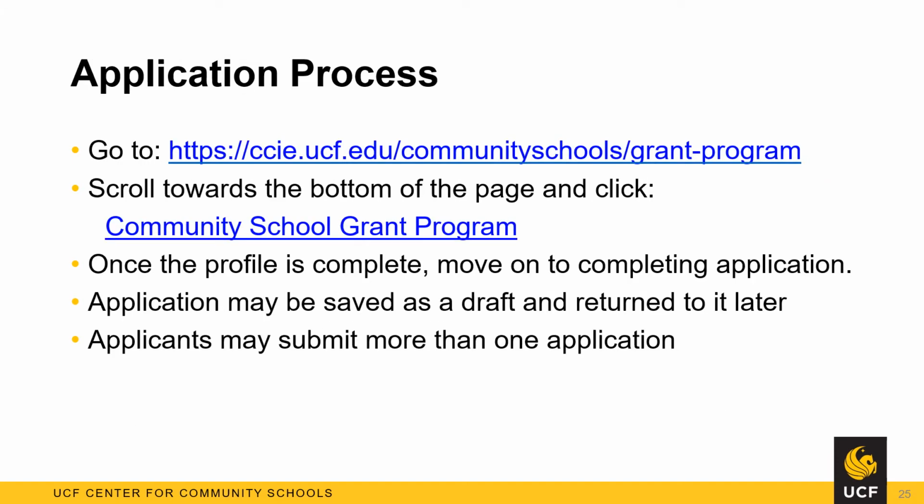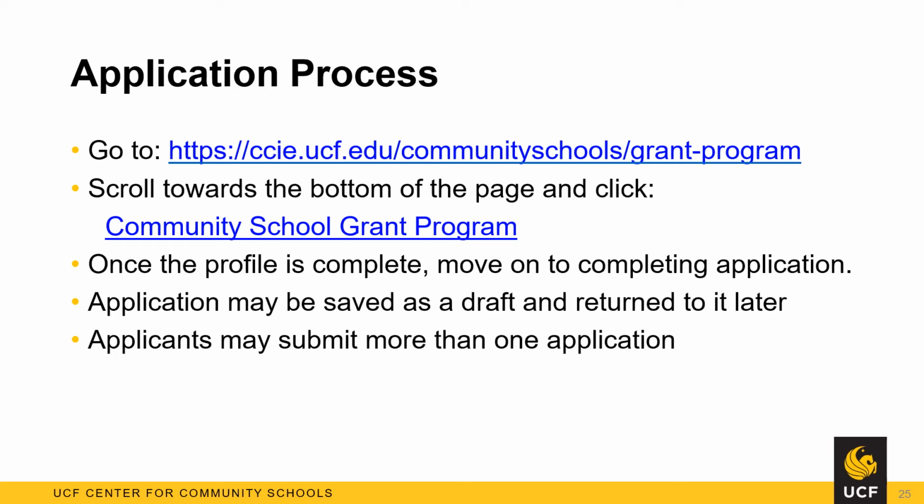The easiest way to begin the application process is to go to the Center for Community Schools website, scroll to the bottom of the page, and click Community School Grant Program in the big blue box. From there, you are going to create a profile, and once that profile is complete, then you will be able to move on to completing the actual application. Remember that applications can be saved as drafts and returned to later.